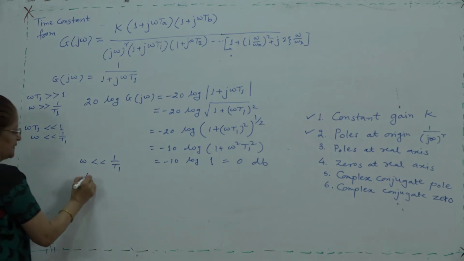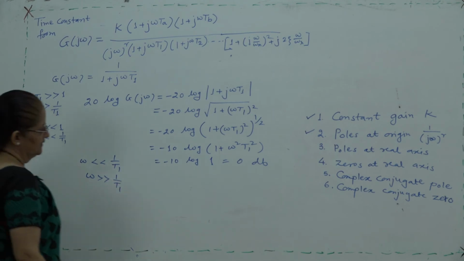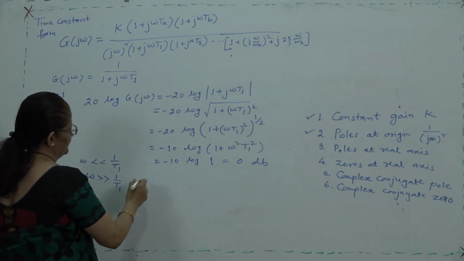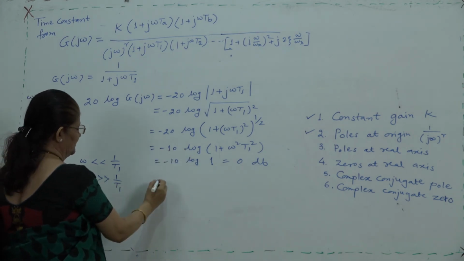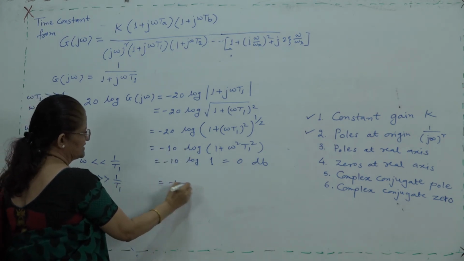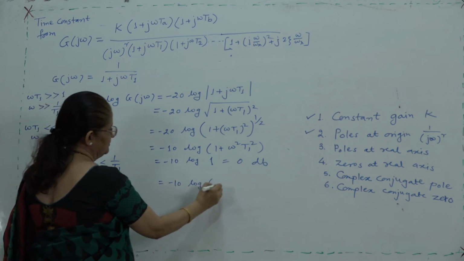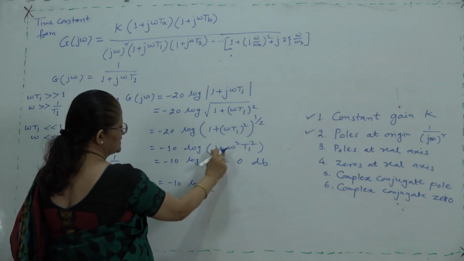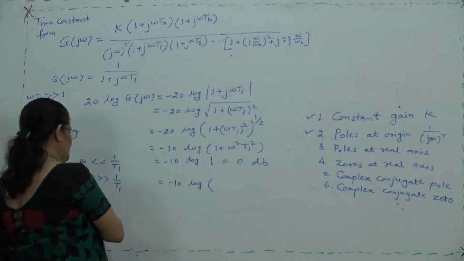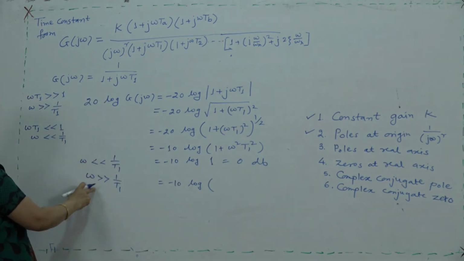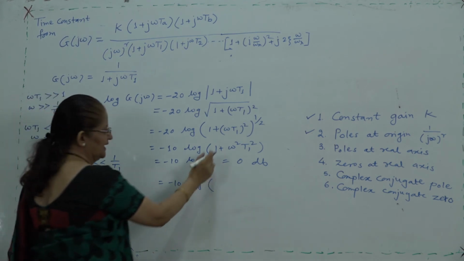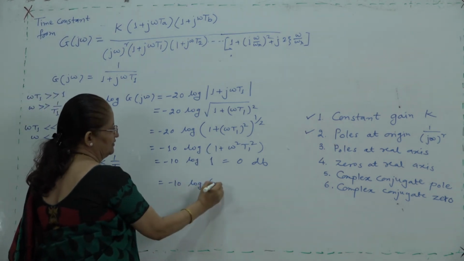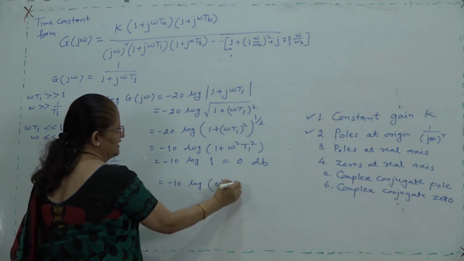When omega is far greater than 1 by t1, what you will get here? Minus 10, okay, I will write first here, minus 10 log of 1 plus omega square t1 square, but omega t1 is far greater than 1. So, what you will get? 1 is negligible and you will get here omega square t1 square.